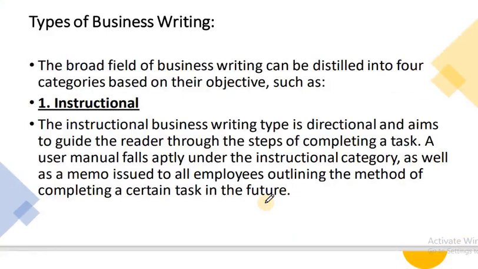Number 1 is instructional business writing. This instructional business writing is directional and aims to guide the reader through the steps of completing a task. The aim of this instructional business writing is to do what? To guide the reader through what? Through the steps of completing a certain task. Is that clear to you?